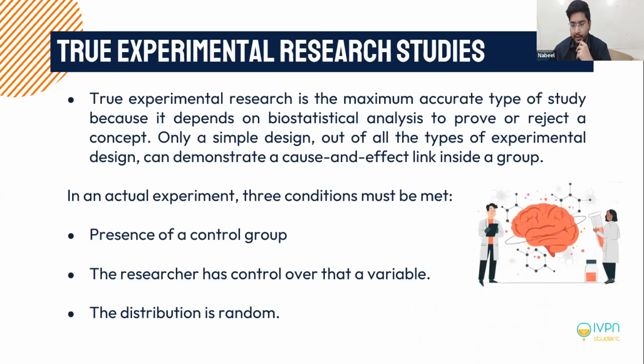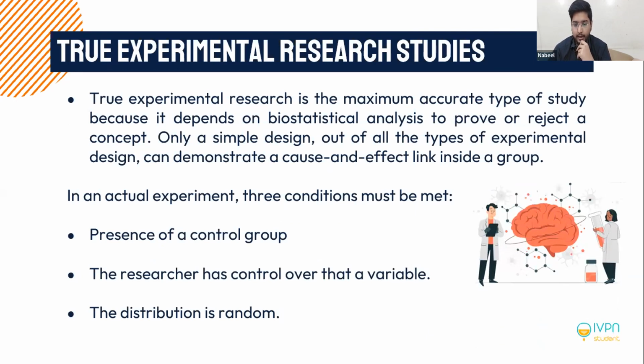True experimental studies are more accurate and reliable, because in these studies we are actually randomizing the groups. The distribution is very random and we are making a control variable. What is a control variable? We think of the effect which we are producing, and then we make it constant.